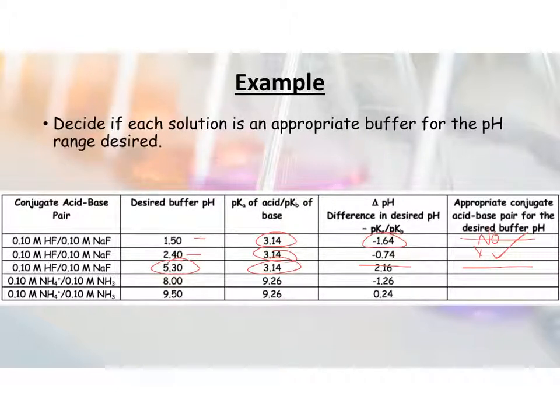Okay, the next one we want 8. The pKa or pKb is 9.26. Too far away, so not going to work. And then 9.5 and 9.26, that is going to work.